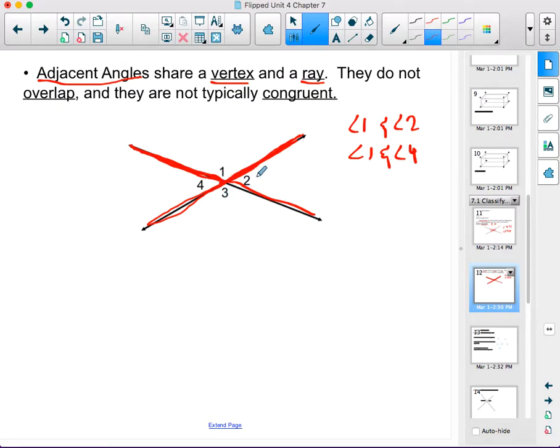So we can also say that angle 2 has angles that are adjacent to it. Angle 2 is adjacent to angle 1. Angle 2 is also adjacent to angle 3. And we can keep finding those relationships as we work. Remember, nothing special about adjacent angles. They are not necessarily congruent.